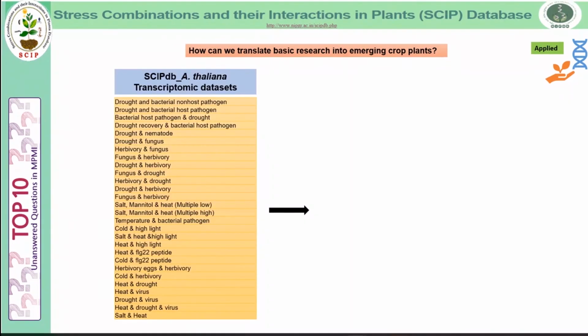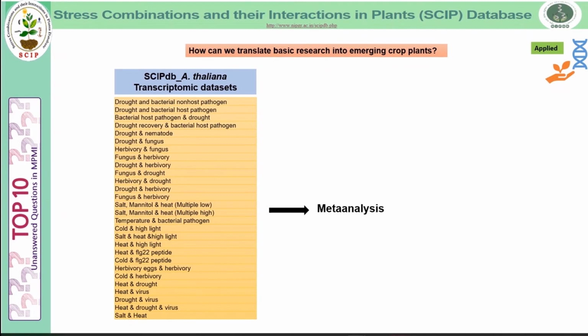The SCIP Transcriptomics is a platform where all the Arabidopsis thaliana transcriptomic datasets are available and can be accessed. The meta-transcriptomic platform compares the transcriptomes of Arabidopsis thaliana under the various combined stress conditions, and it provides a list of common and/or unique genes to the stress combinations.